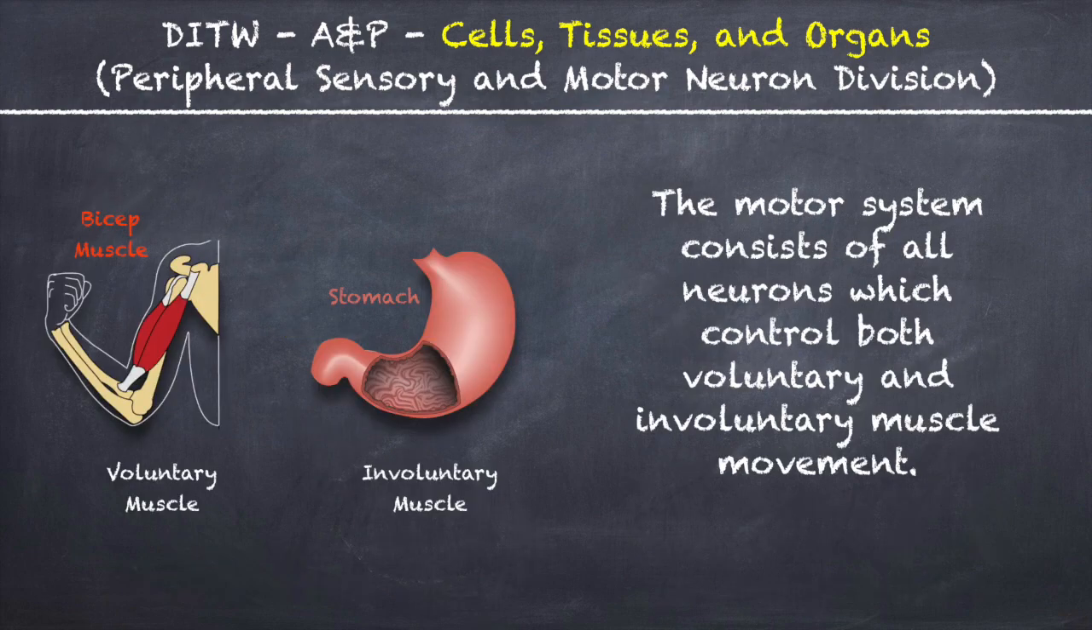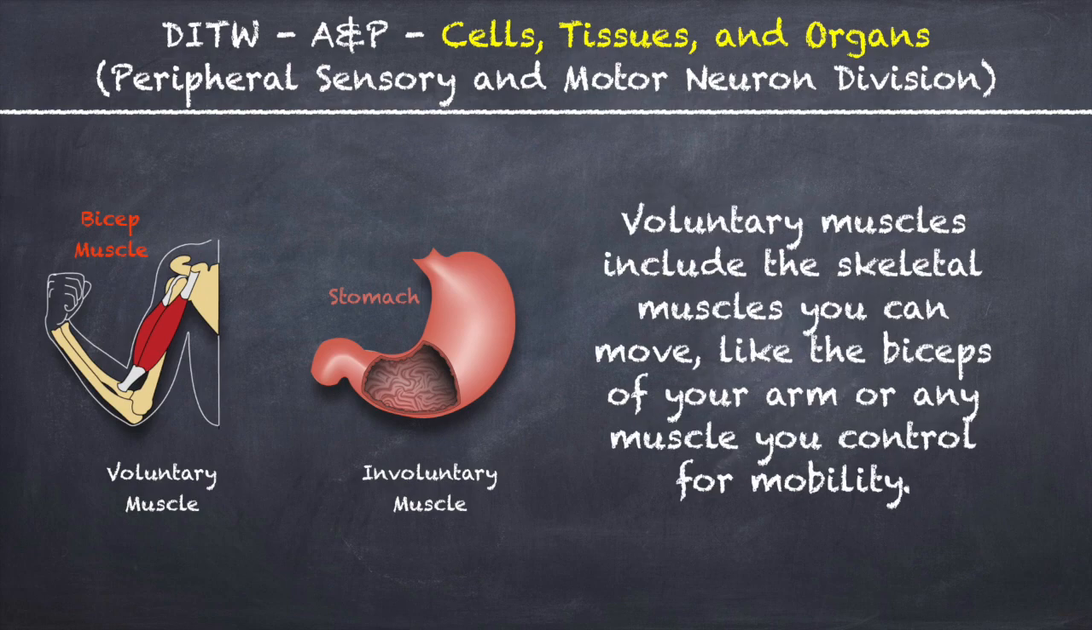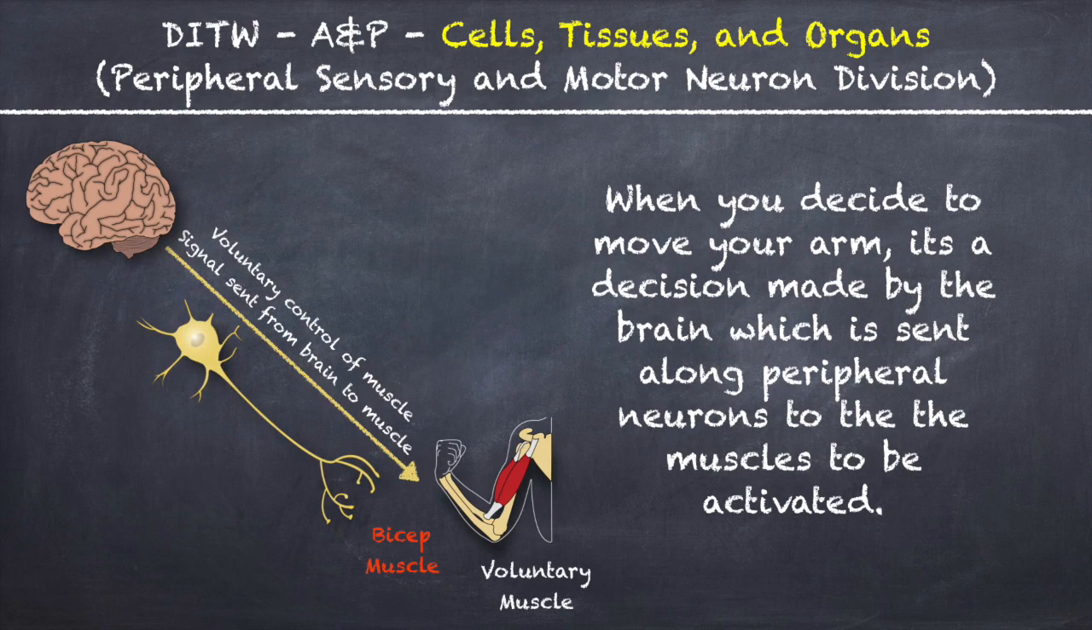The motor system consists of all neurons which control both voluntary and involuntary muscle movement. Voluntary muscles include the skeletal muscles you can move, like the biceps of your arm, or any muscle you control for mobility. When you decide to move your arm, it's a decision made by the brain which is sent along peripheral neurons to the muscles to be activated.